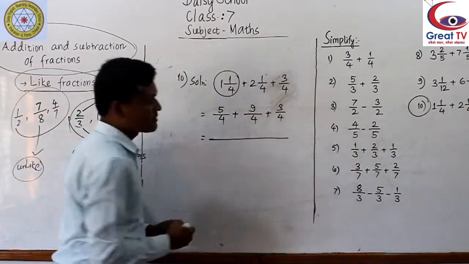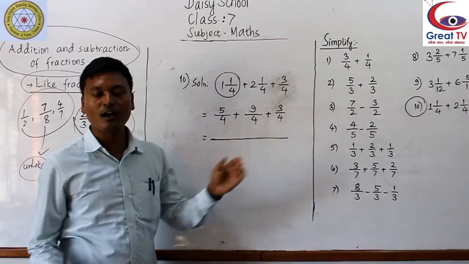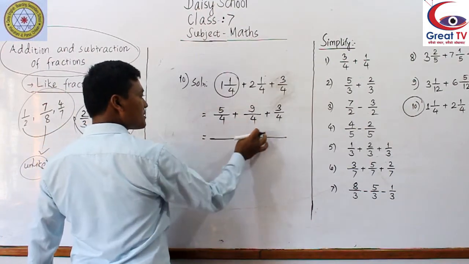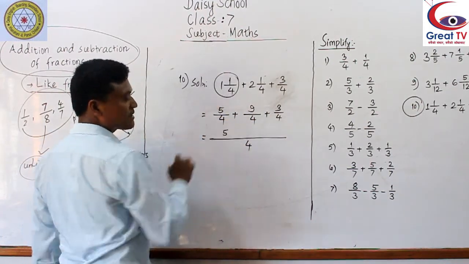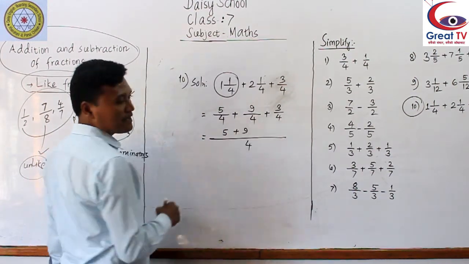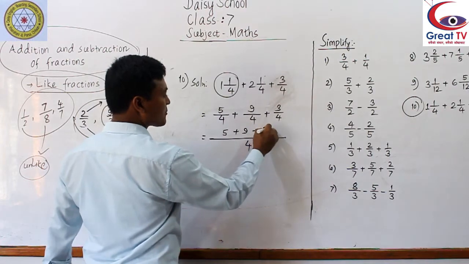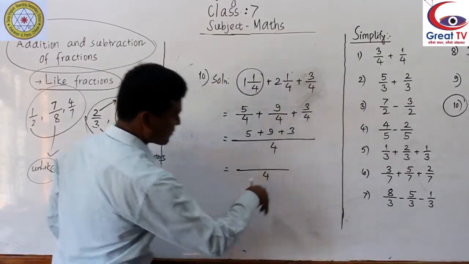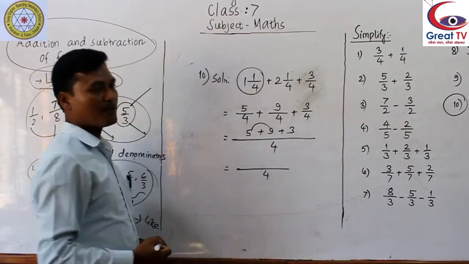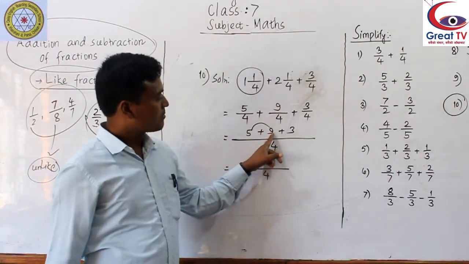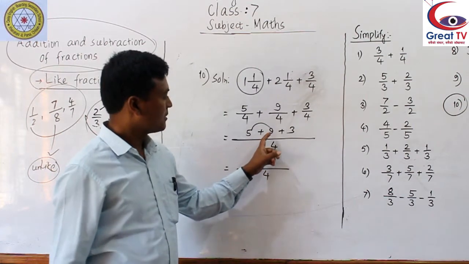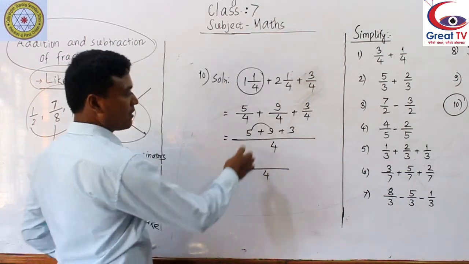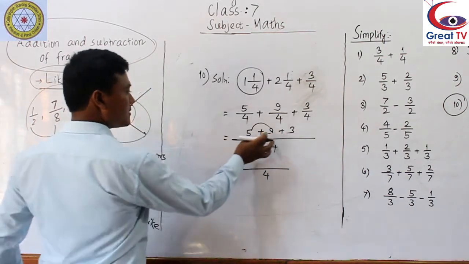Then after this, check the denominators. 4, 4, 4. Are the denominators the same? Yes. So write a single denominator. Then simplify the numerator. Write the numerators upside: 5 plus the second numerator 9 plus the third numerator 3. Downside leave 4. So 5 plus 9, 14. 14 plus 3, 17. Or 3 plus 9, 12. 12 plus 5, 17. All are positive, so we add.